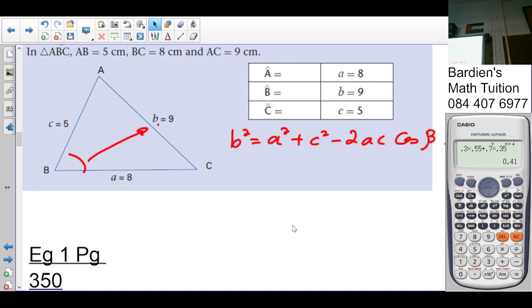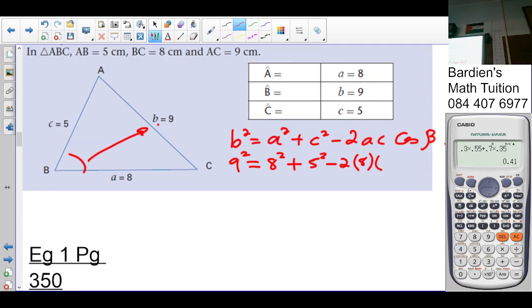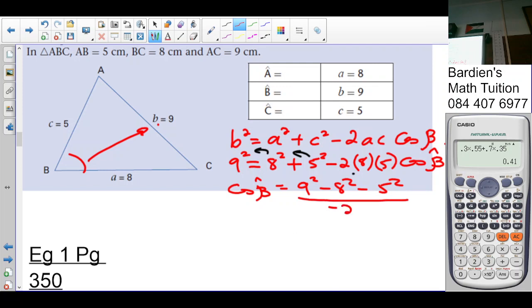Okay, so if I do the substitution, it's going to be 9 squared is equal to 8 squared plus 5 squared minus 2 times 8 times 5 cos of angle B. So what do I do now? Bring that 8 squared over, that 5 squared over, then I divide by that. So cos of angle B is equal to 9 squared minus 8 squared minus 5 squared all over negative 2 times 8 times 5. You guys work it out already? Yes, so let's go.